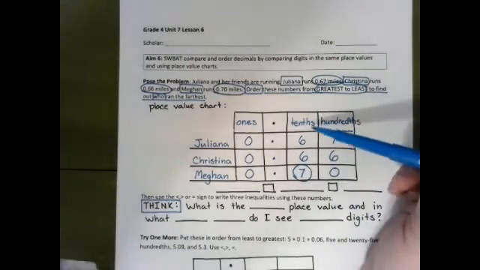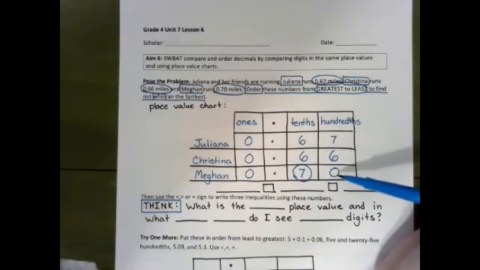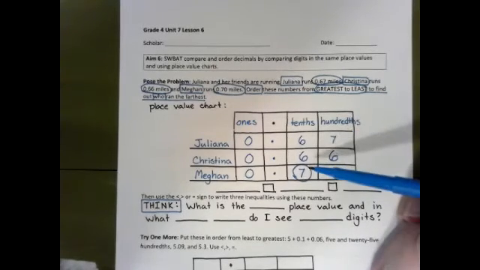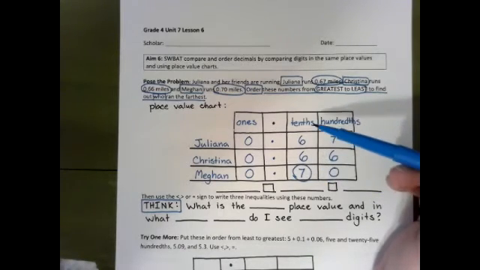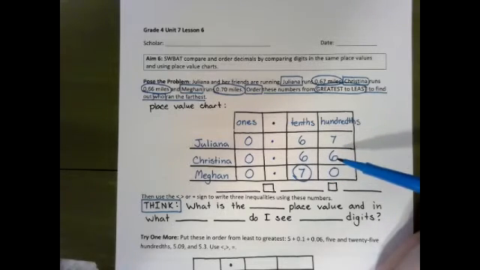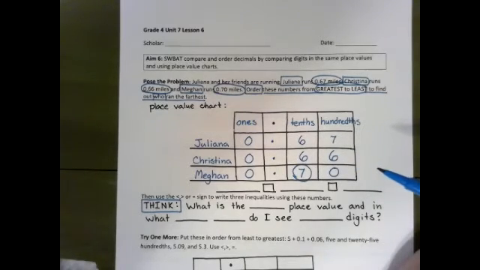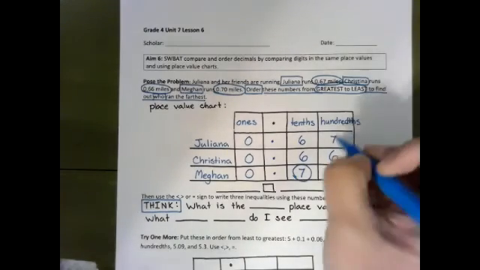Once we've compared in our highest place value column, we can then compare in our next highest place value column, which is the hundredths. We know that Megan ran the furthest amount because she has the highest value in the tenths place value column. Now let's compare Juliana and Christina. Juliana ran 7/100ths and Christina ran 6/100ths. Which one is greater? That's right, 7/100ths is more than 6/100ths.